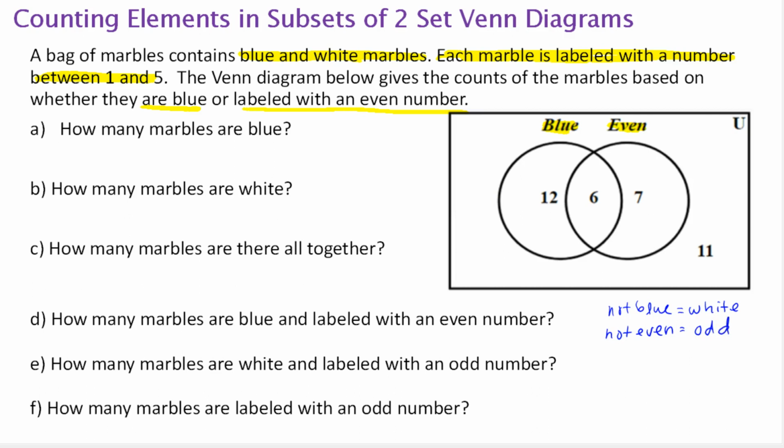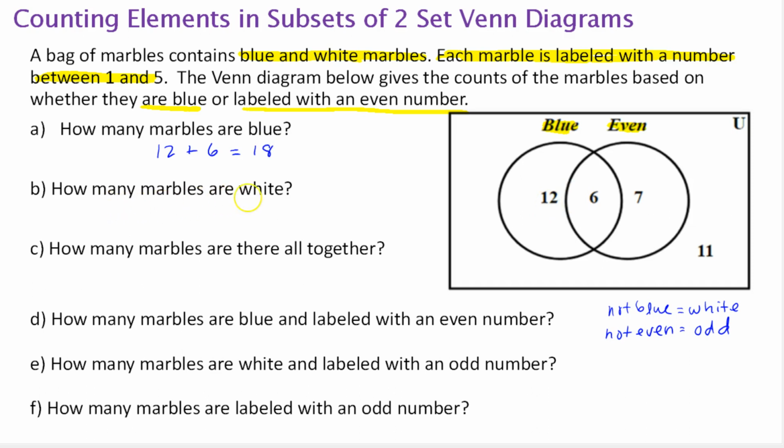Okay. So using this information, let's find how many marbles are in each of these sets. So how many marbles are blue? Well, there's two regions corresponding to blue, this one and this one. These are blue and not even, these are blue and even, and we'd include them both. It doesn't say anything about the even or oddness. So we're just concerned with blue, and we sum up the two disjoint pieces.